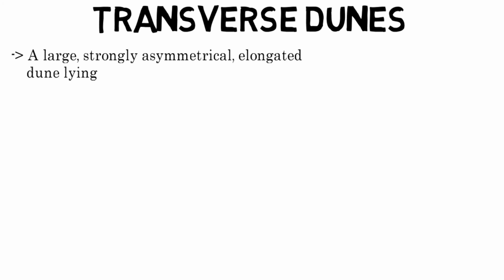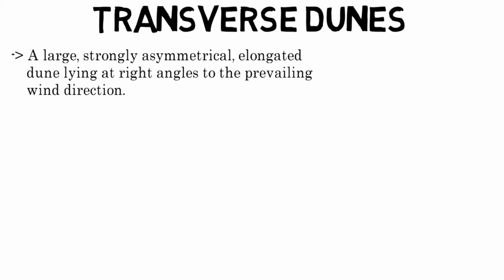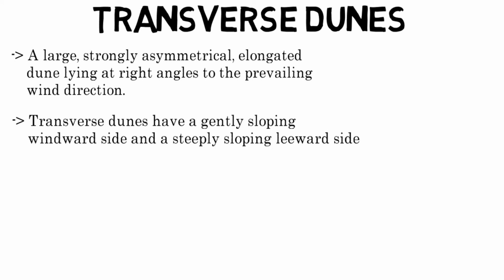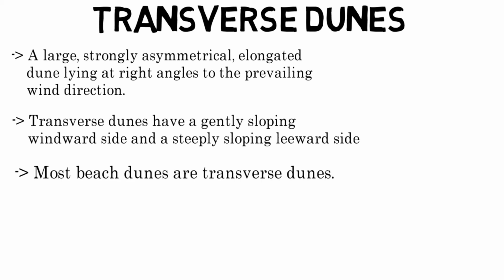Transverse dunes. A large, strongly asymmetrical, elongated dune lying at right angles to the prevailing wind direction. Transverse dunes have a gently sloping windward side and a steeply sloping leeward side. Most beach dunes are transverse dunes.